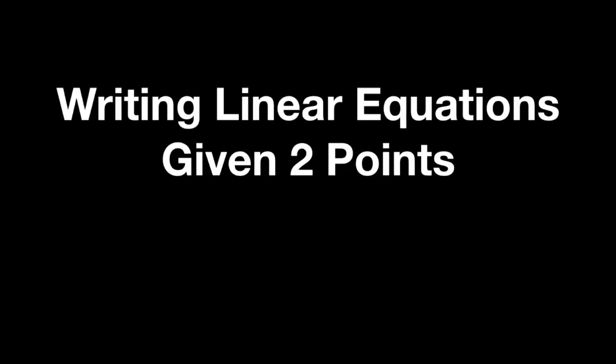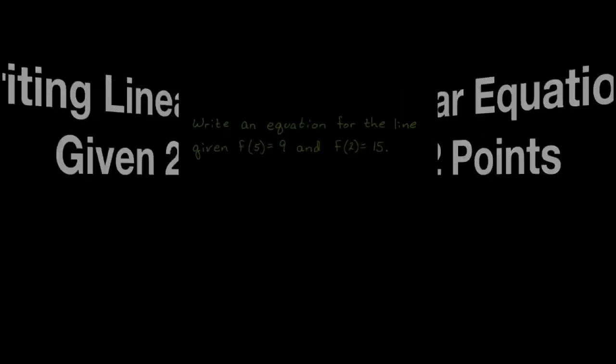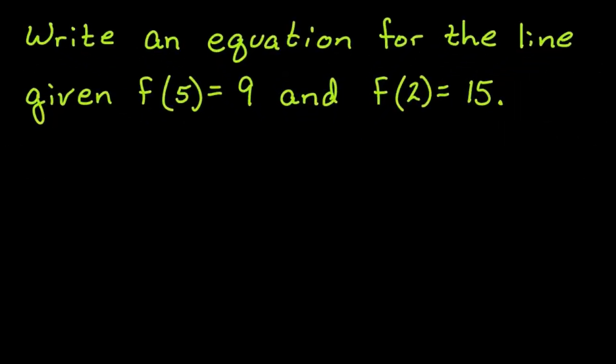Alright, so this video is going to be on how to write linear equations if you are given 2 points that are on that particular line. So we're going to take a look at 3 different examples here. The first one says that we're going to write an equation for the line given f of 5 is 9 and f of 2 is equal to 5.